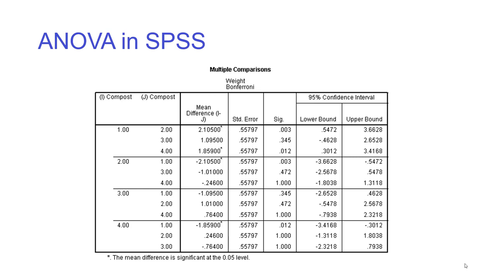So for the first one, it goes from 0.5 to 3.6, always positive. For 1 and 4, it's between 0.3 and 3.5, also positive. But between 1 and 3, it goes between minus 0.46 and plus 2.65. So that includes 0. It includes no actual difference between the two. And then you can look at 2: significant difference with 1, no difference with 3 or 4. 3 is not different to any of the others, and 4 is only different to compost 1.